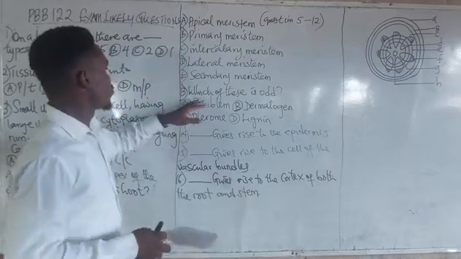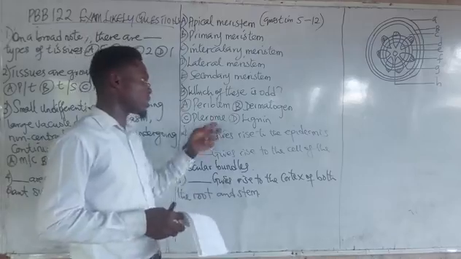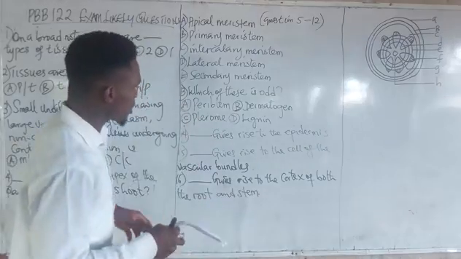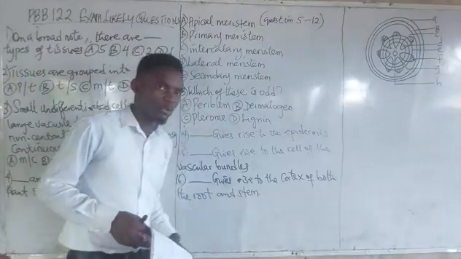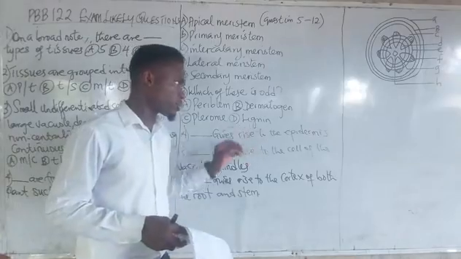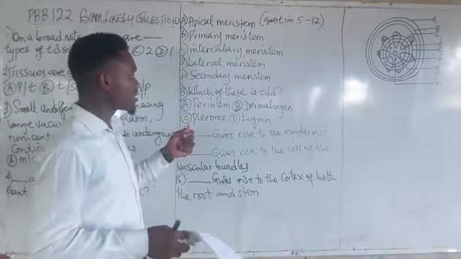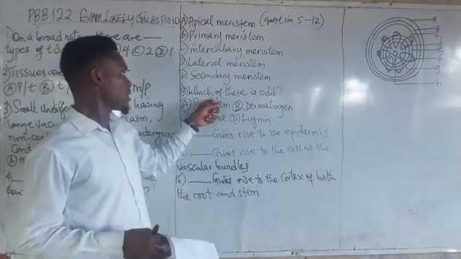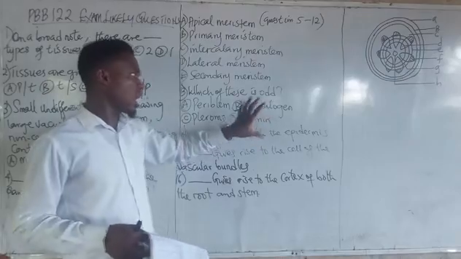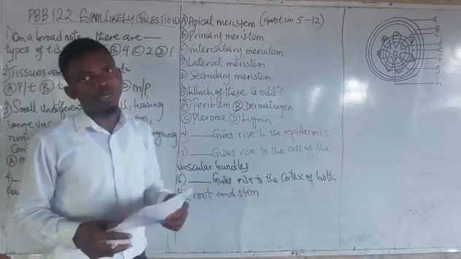Which of these is odd? Periblem, dermatogen, pleroma, and lignin. Which of them does not belong to these categories? The answer is lignin, which brings about what is called lignification, that is the thickening of roots. Periblem, pleroma, and dermatogen are all cells associated with the apical meristem.